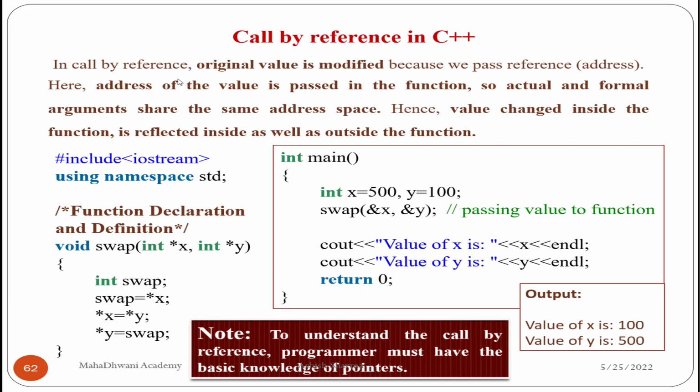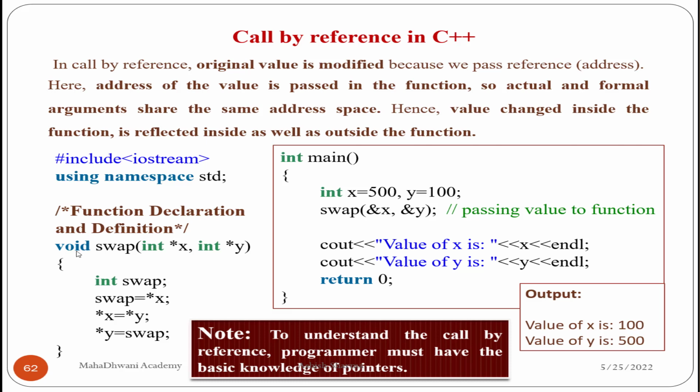In call by reference, the original value is modified because we pass the reference address. Here the address of the value is passed to the function, so actual and formal arguments share the same address space. A value changed inside the function is reflected inside as well as outside the function. So here both places will show the change. Now we will see the program.